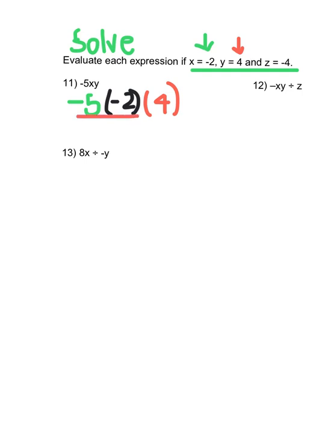We'll go from left to right, so we'll do this first. -5 times -2. 5 times 2 is 10. Since the signs are the same, the answer is positive. Don't forget to do the rest of the problem. We have a 10 times 4. That makes it easy. 10 times 4 is 40, and we know that it's going to be positive. Look at number 12.